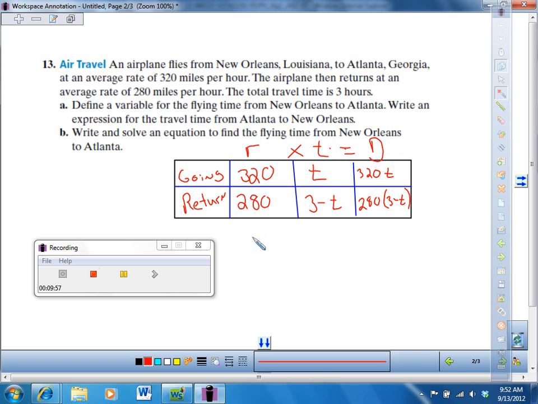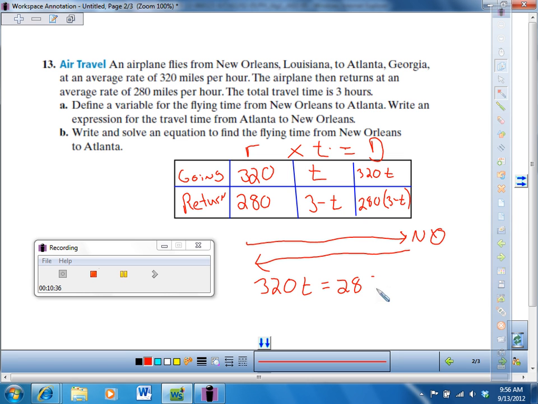So you have two airplanes. One airplane's going this way, and we go to New Orleans, right? Then they return. Have they both gone the same distance? Yes. So what do I know about this and this? They're equal. 320T equals 280 times 3 minus T.